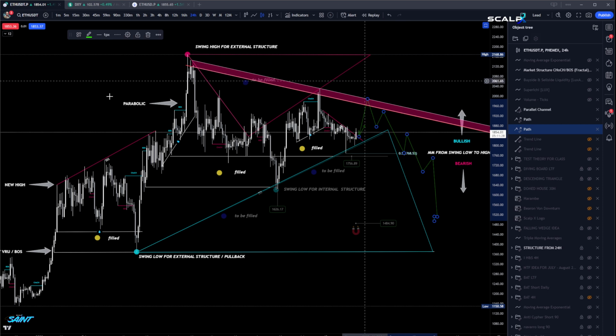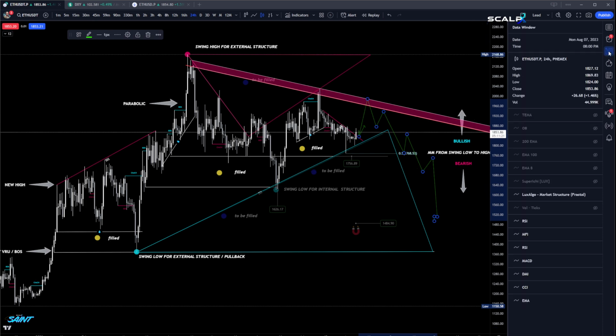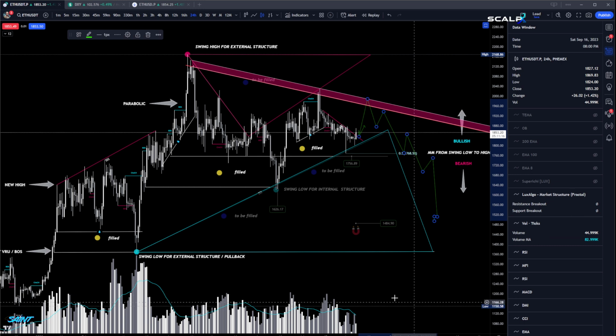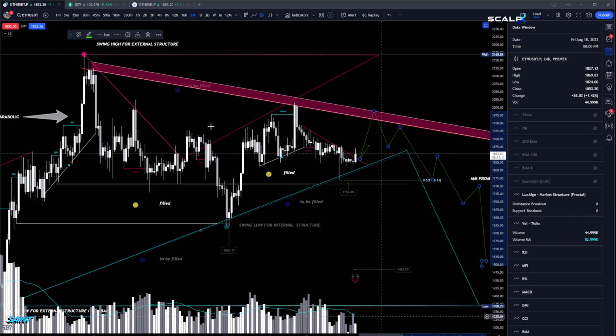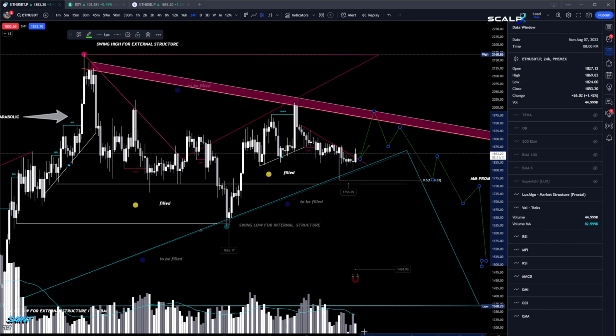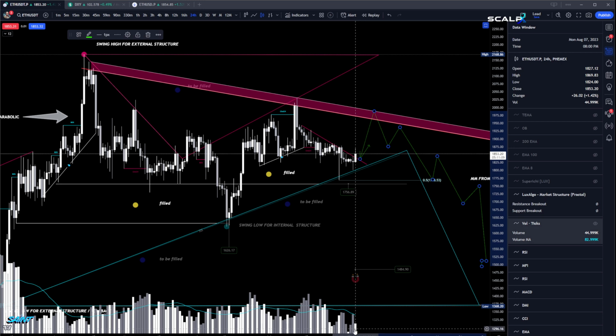And again, you're using volume and you're using just price action along with RSI. If I could find volume, that'd be great. There we go. I'm on a 24-hour, and it's not the strongest volume.